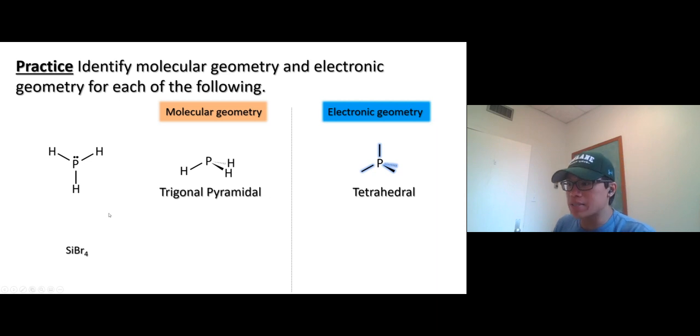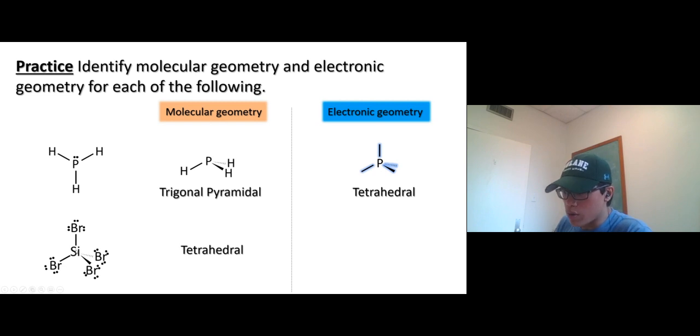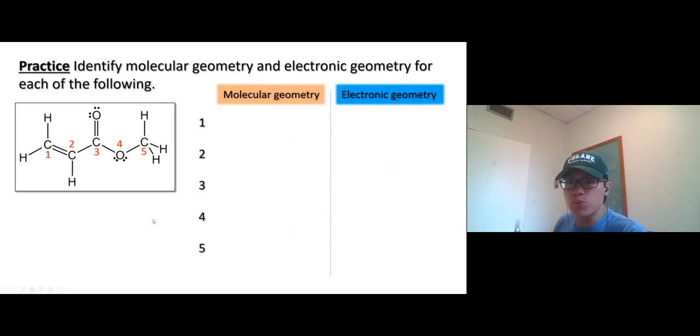All right. Last one, silicon tetrabromide. Normally you have to draw the Lewis structure on your own. For now we just practice, so some of them might give you the Lewis structure, but on the quiz, on the exam, you have to come up with your own structure. So silicon tetrabromide looks like this. The molecular geometry is totally tetrahedral. And the electronic geometry: how many electron groups are there? 1, 2, 3, and 4, so also a tetrahedral.